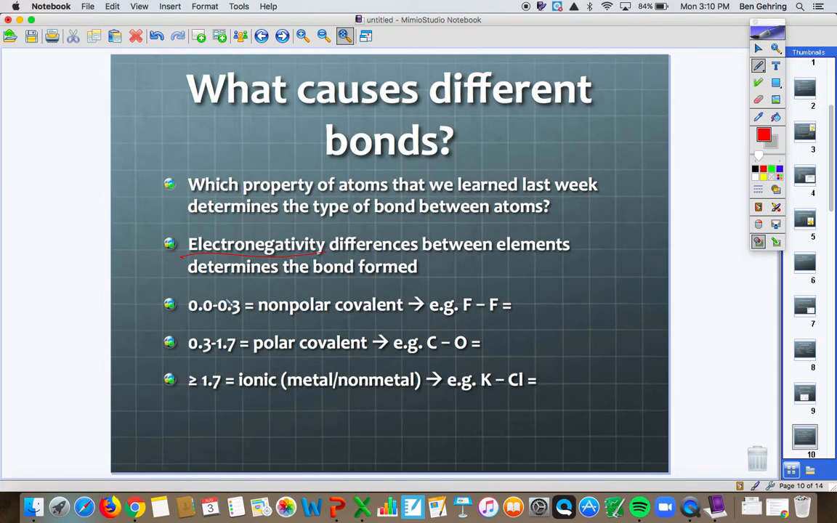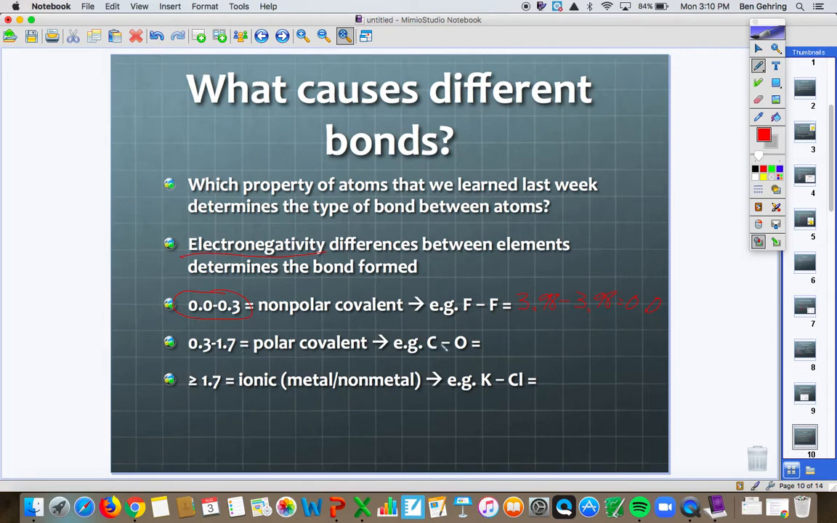If the difference between two molecules is between 0.0 and 0.3, it'll be a nonpolar covalent bond. In the case of fluorine, fluorine has an electronegativity of 3.98. And so if I take this fluorine minus this fluorine, I get 0, which makes it nonpolar.